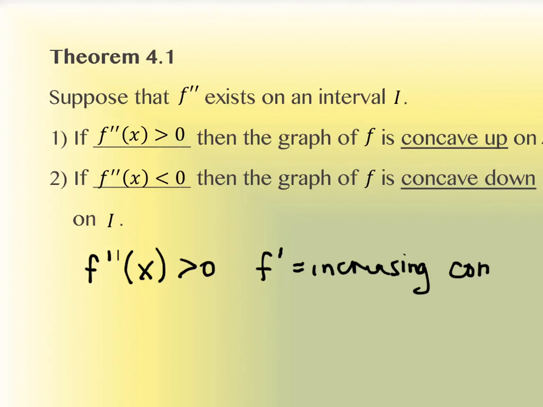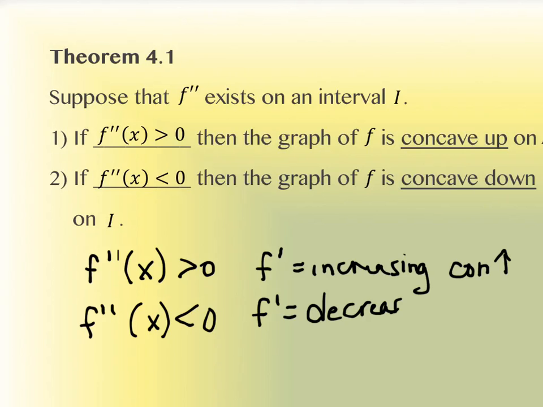And that's equivalent to concave up. If the second derivative is negative, it means that the first derivative was decreasing. And that is the same as being concave down. They're all equal statements about one another.